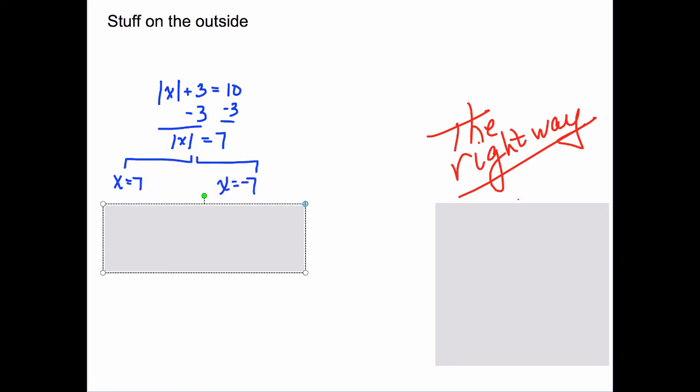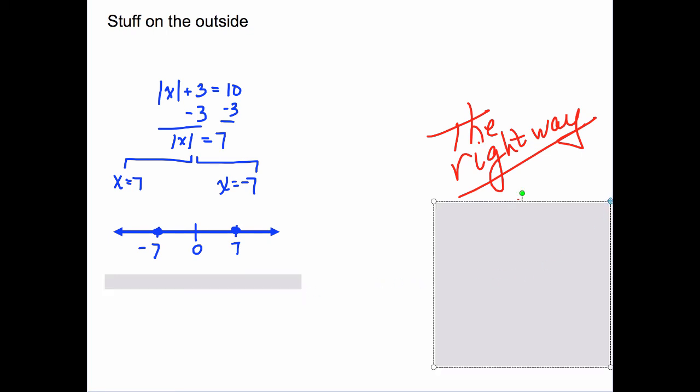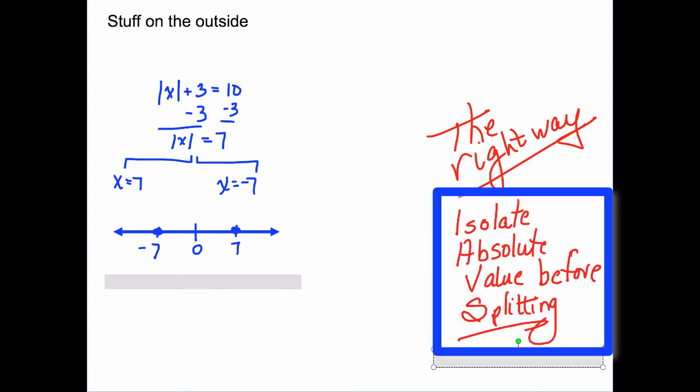So we split that into x equals 7 and x equals negative 7. And then we draw our absolute value graph here. The solutions are 7 and negative 7. And we can see in this equation that if we substitute 7 for x, we'll get the absolute value of 7, that's 7 plus 3 equals 10. And if we substitute negative 7 for x, we will get the absolute value of negative 7, which is 7, plus 3 also equals 10. So this is the correct solution. And the key to doing things the right way is to isolate the absolute value before we split up the problem. Okay, so that's the key.